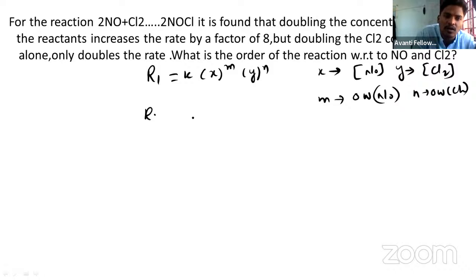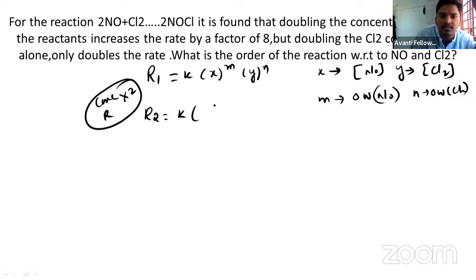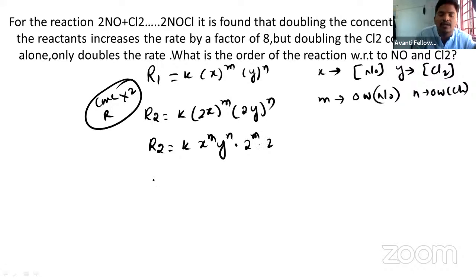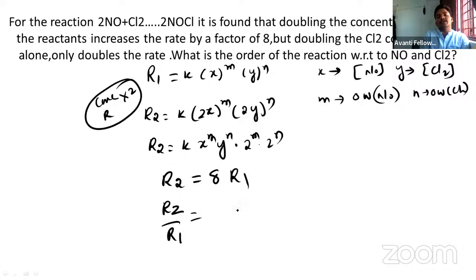Clear? So if you write R2, R2 is nothing but K into, here what he has done, he has doubled the concentration of reactants. So double, that is nothing but (2^x)^m and (2^y)^n. So then R2 will become K into x^m into y^n into 2^m into 2^n. But he is saying that the rate is increased by 8. R2 is 8 times R1 whenever the concentration is doubled. So that means R2 by R1 will become 8.